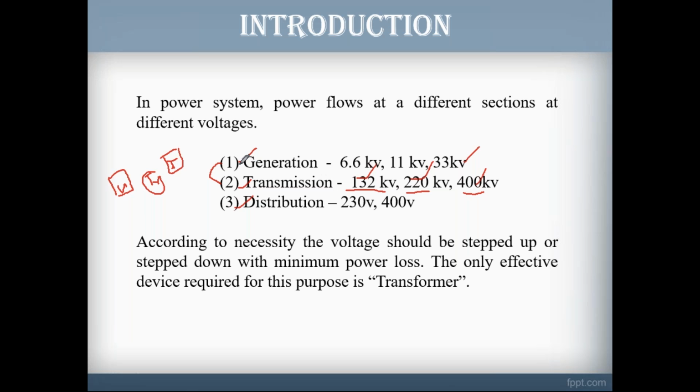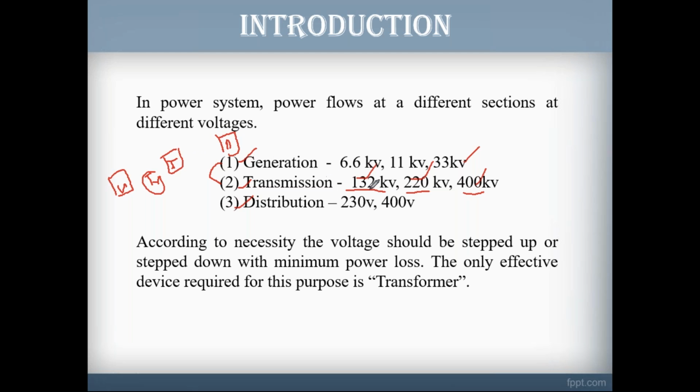When lightning is formed and falls on the transmission line, certain losses will be happening. To rectify these losses, we step up the voltage from 6.6 to 132 kV, 11 to 220 kV, and 33 to 400 kV. After that, one more transformer is used between the transmission line and the distribution line.